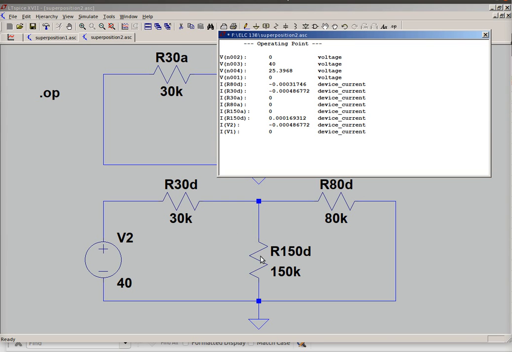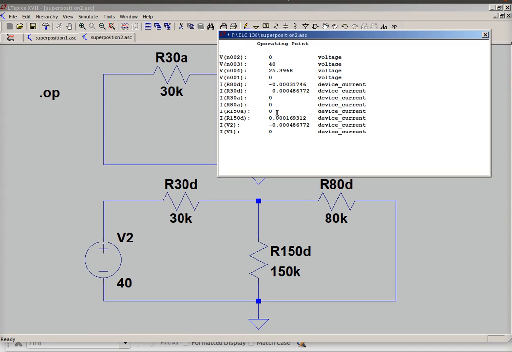These two are really in parallel in the DC circuit. My currents: I've got my DC current through R80D, right there. It is 0.32 milliamps. My current through the 30K resistor is 0.48 milliamps, and my current through the 150 is about 0.17 milliamps. So I can put those currents in there.